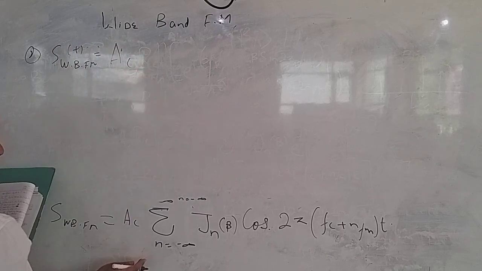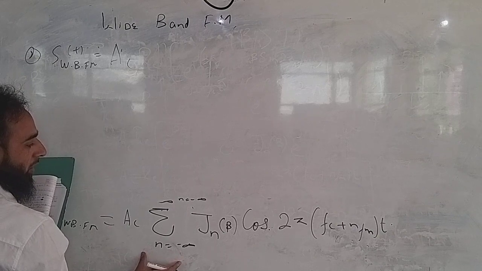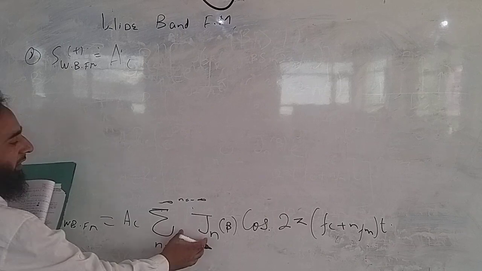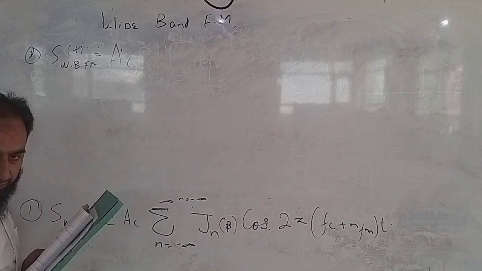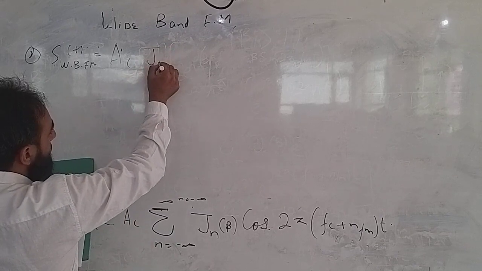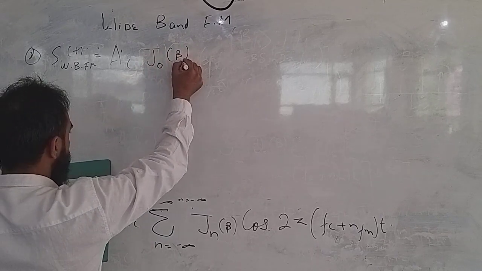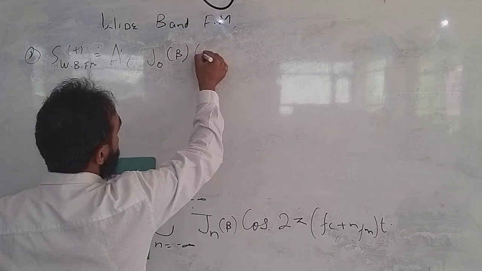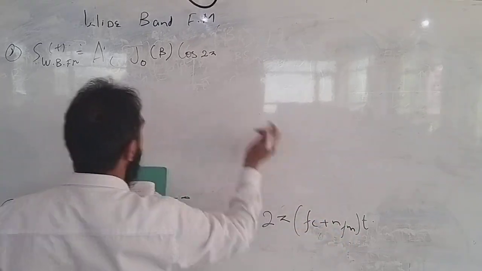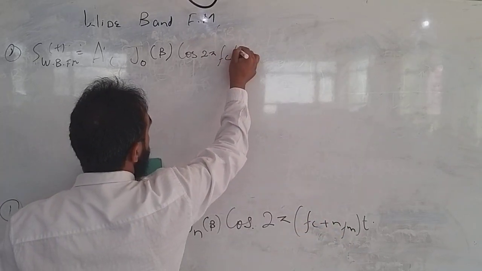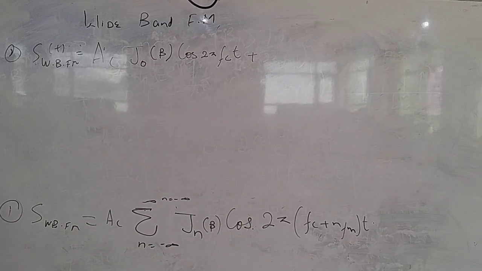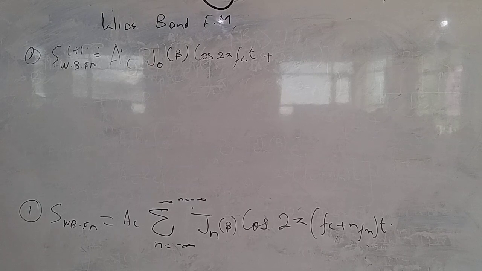A_C, because what I will do now, eyes on board, is put values of n that will result in different components of the Bessel function. So when I put n equal to 0, that will result in J0 of beta cos of 2 pi fc t. n is 0, so the fm part is gone. Am I correct? Do you follow me? Very good.